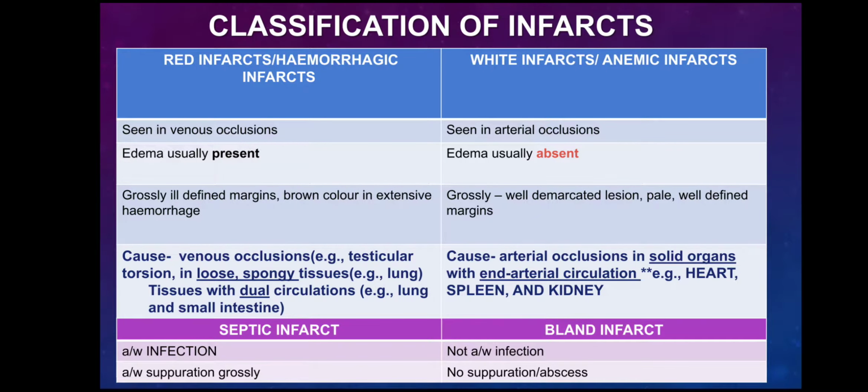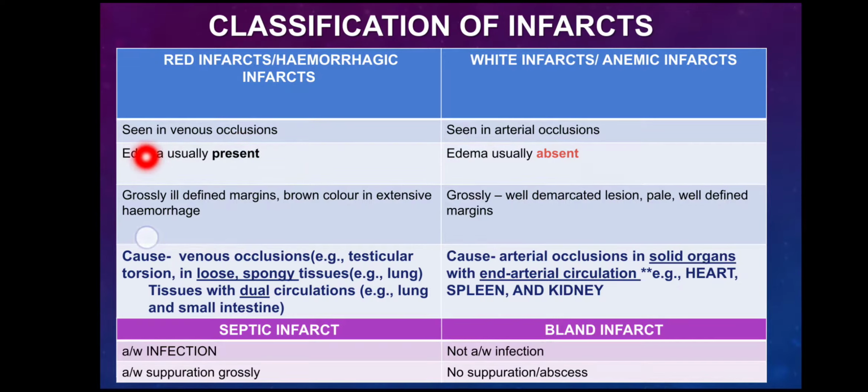Now another important question asked in Viva as well as exams is the classification of infarcts. Infarcts are classified based on whether it is arterial obstruction or venous obstruction. There are two types of infarct. First is red infarct, also known as hemorrhagic infarct, which is seen in venous occlusion, and white infarcts or anemic infarcts, which are seen in arterial occlusion.